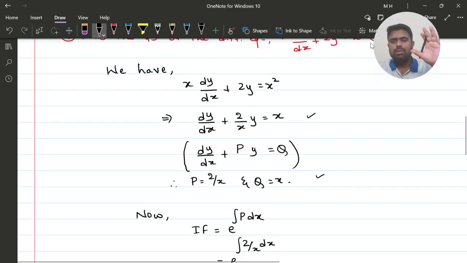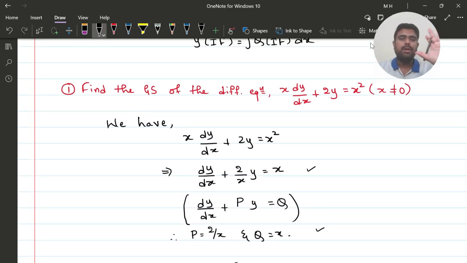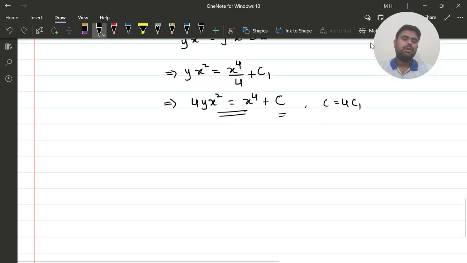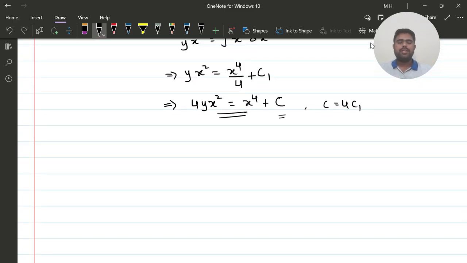Mind you, it is very easy, and for 5 marks, 99% of the time a linear differential equation is asked. Okay, so we will solve one more differential equation, but not for a general solution, for a particular solution. So let's go for the next question.